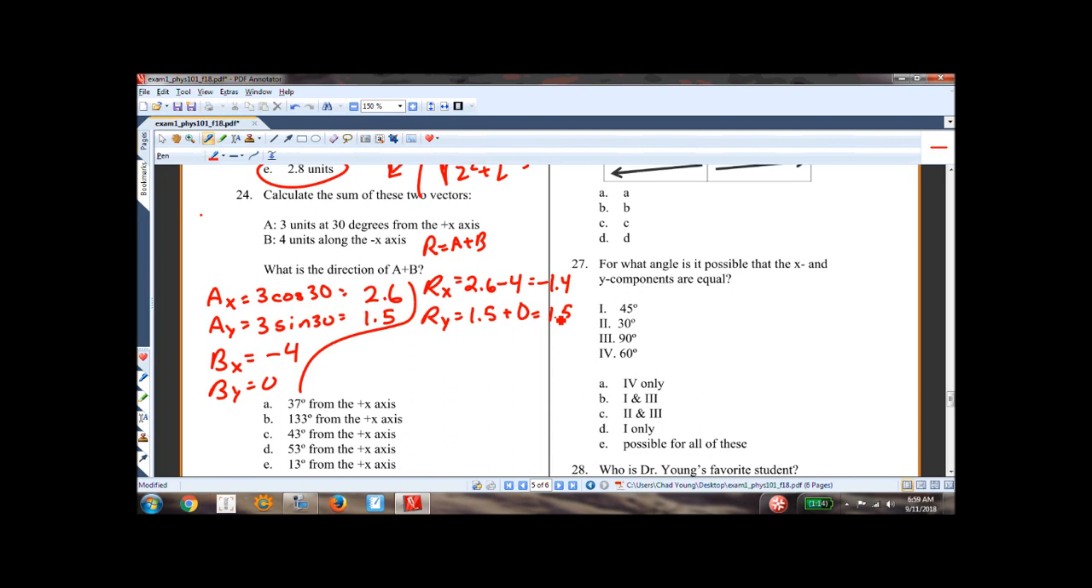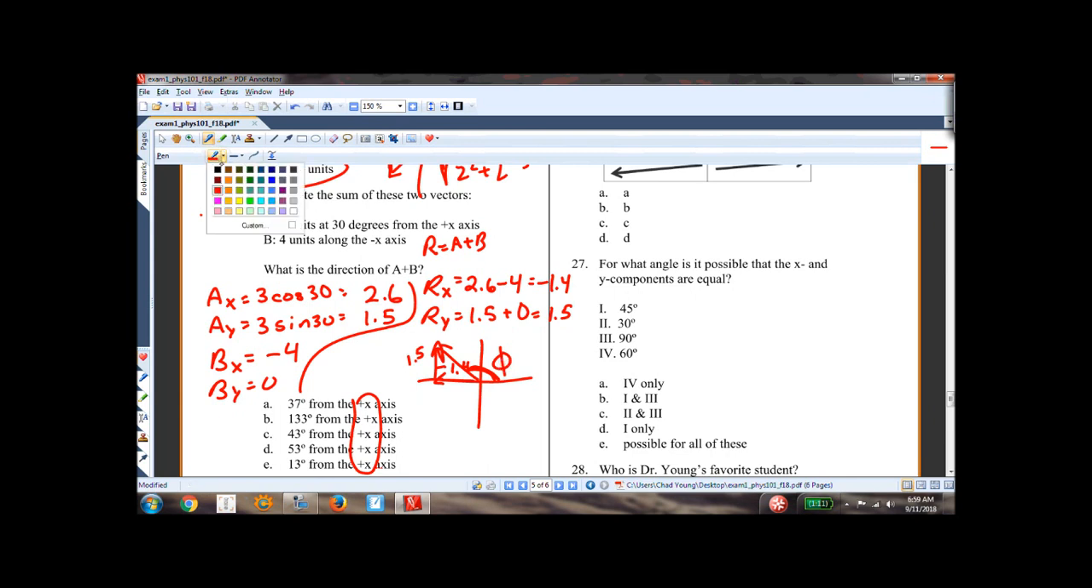But let's draw a picture because you'll begin to see what the answer is without really going any further. Rx is minus 1.4 and Ry is 1.5. So I know that my vector lies over here. And notice that all these vectors are measured from the positive x-axis. So I need to know this angle. I'm going to call this angle phi.